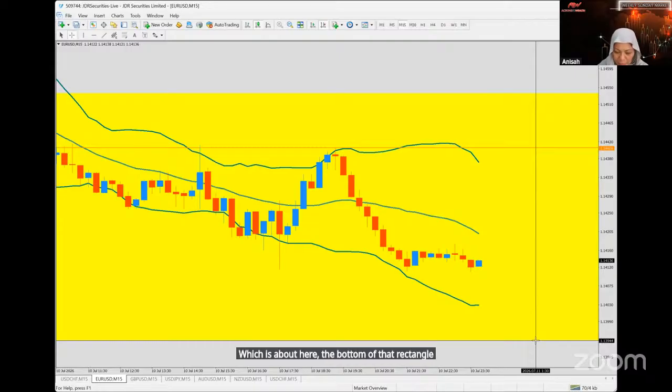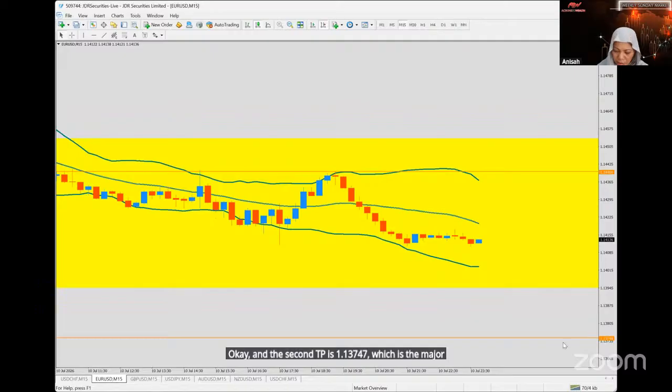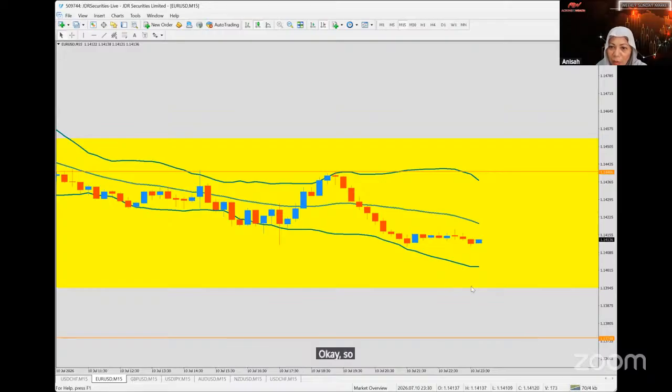And the second TP is 1.13747, which is the major support. So TP1 here, TP2 here.